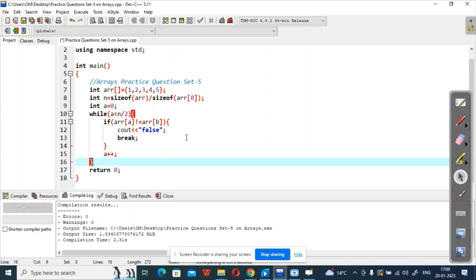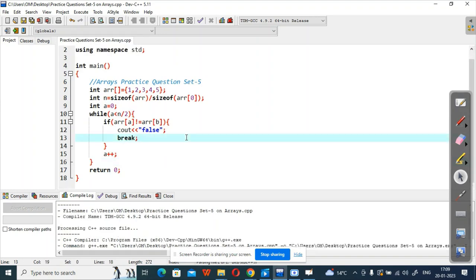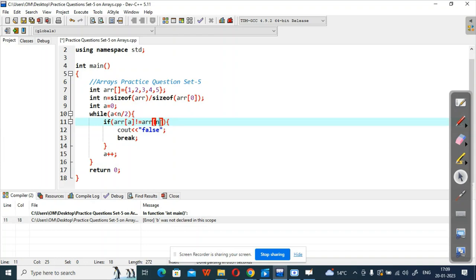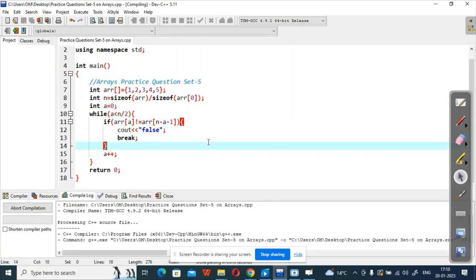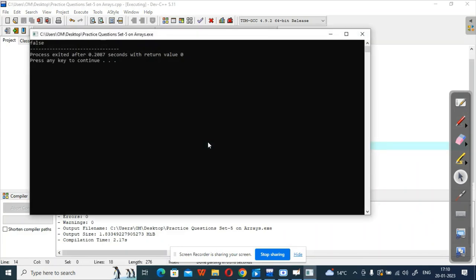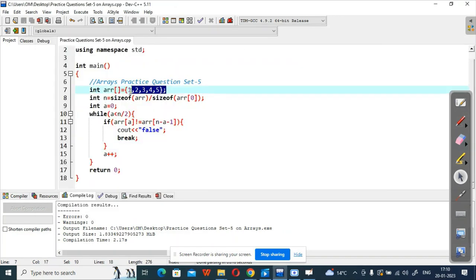Okay. Let me run this code and check if it is a palindrome or not. Ooh, I'm not taking a B. I'm taking n minus a minus 1, right? Okay, cool. See, it is showing false. Why is it showing false? Because your array is not a palindrome.